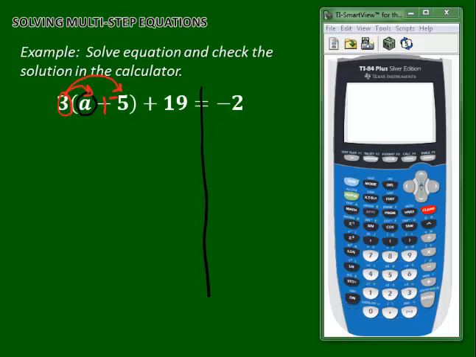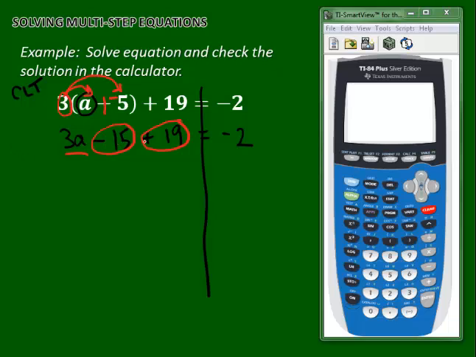So 3 times a is 3a. 3 times negative 5 is negative 15. And then I have plus 19. That equals negative 2. And now, after I did distributive, the next thing I want to do is see if I can combine like terms. Alright, so I notice I have nothing that goes with the 3a, but this minus 15, that doesn't have a variable, and this plus 19, that doesn't have a variable. So I can combine those together.